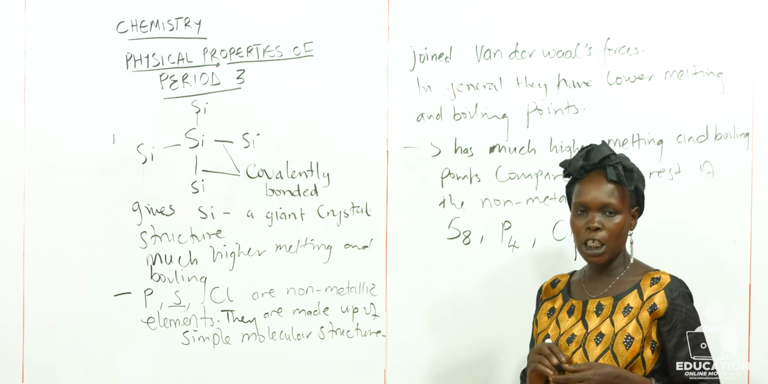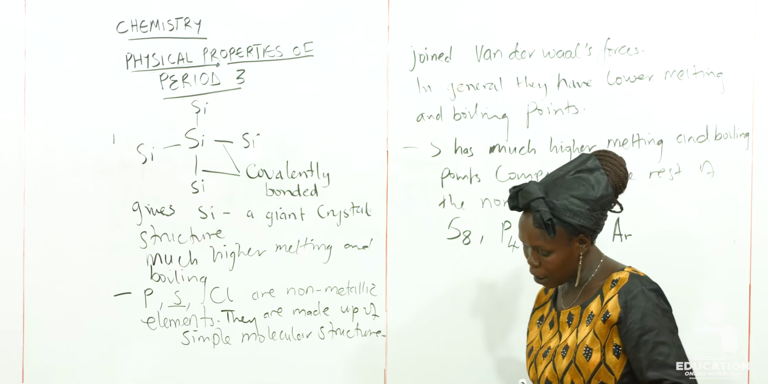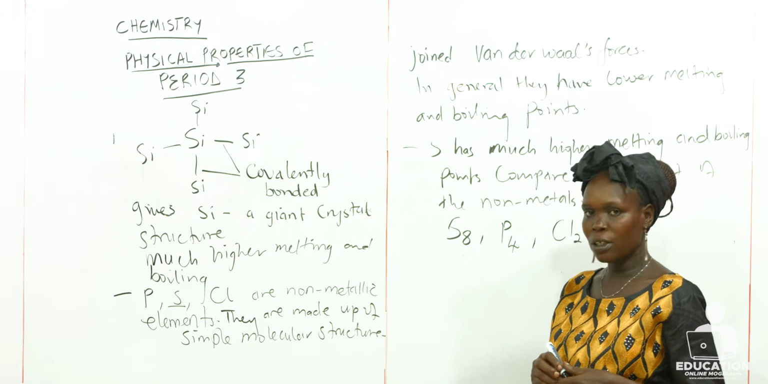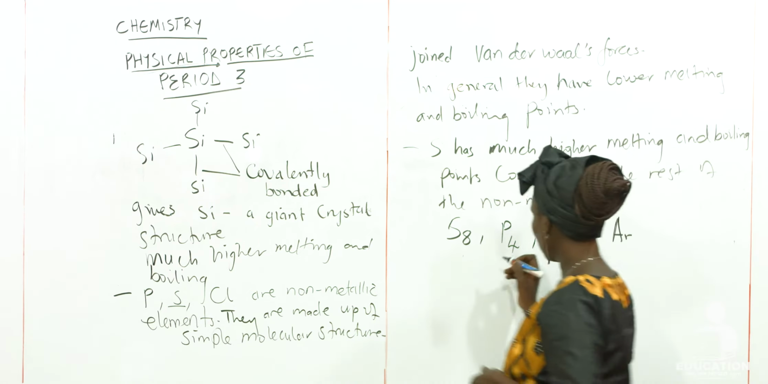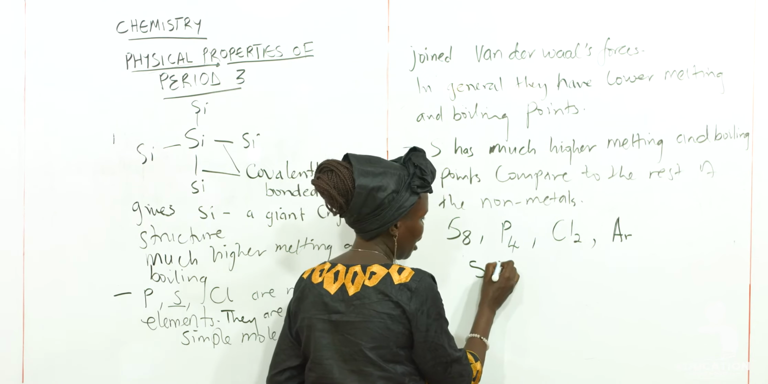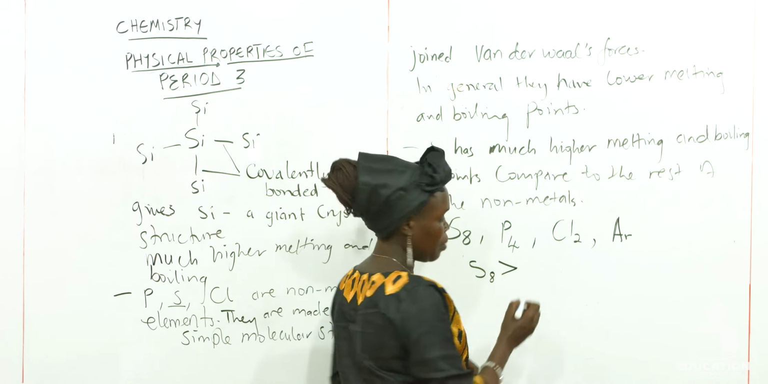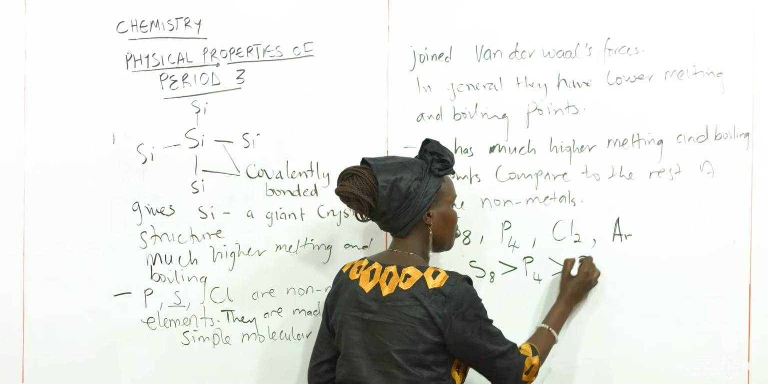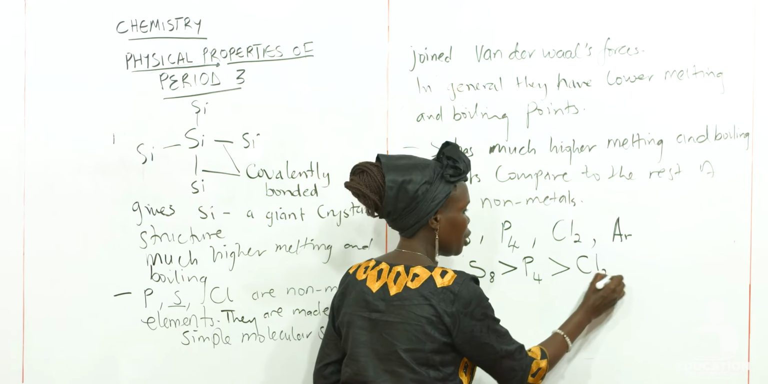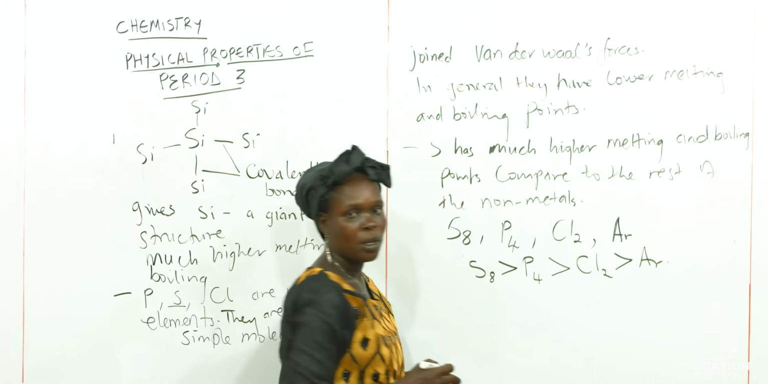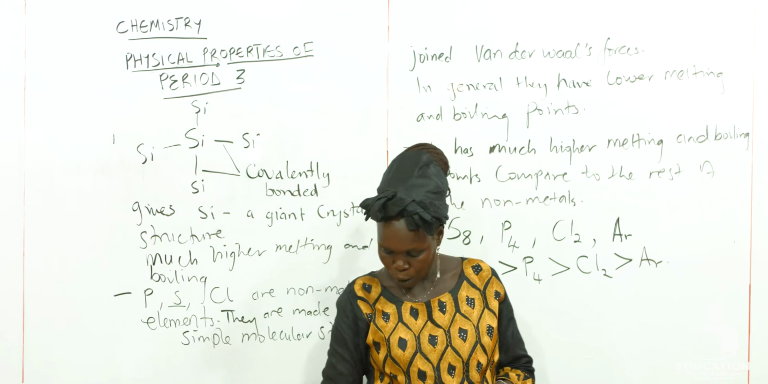So here we shall have that this decreases as the size of the molecules decreases. Sulfur has a higher melting and boiling point compared to phosphorus, and this is much higher compared to chlorine, and the last one is argon with the lowest melting and boiling points.